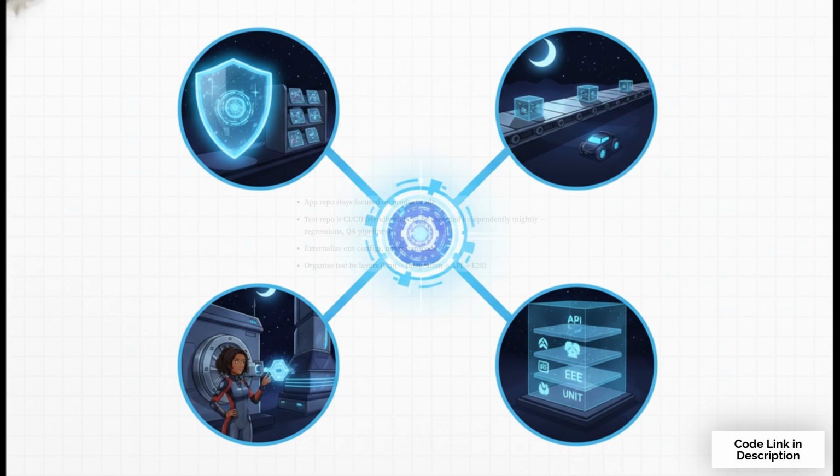This separation provides 4 key strategic benefits. First off, it keeps our application repository clean and focused strictly on production code. No test code cluttering things up. Second, it decouples our deployment pipelines. This is huge. It means our CI/CD system can run tests on a completely separate schedule, like a big regression run overnight, without triggering a new application build every single time.